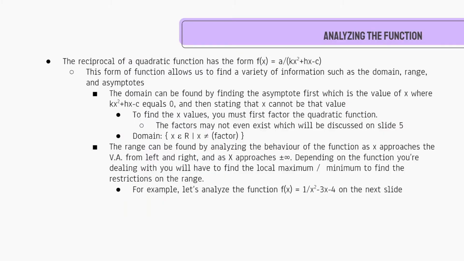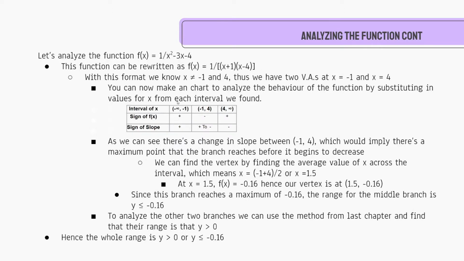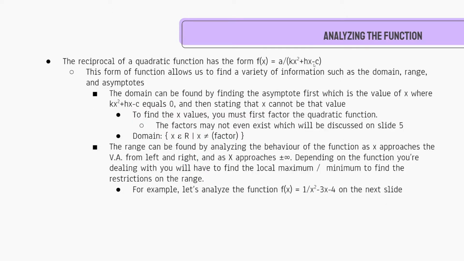At first, we're going to once again analyze the function just like we did in the previous video. So the reciprocal of a quadratic function has the form as follows. It might look complicated at first until you realize that it's literally a number divided by the quadratic function that we already know. I just didn't use the values a, b, and c because I used a as our numerator. So again, the form of the function allows us to know very key information such as its domain, range, and its asymptotes.